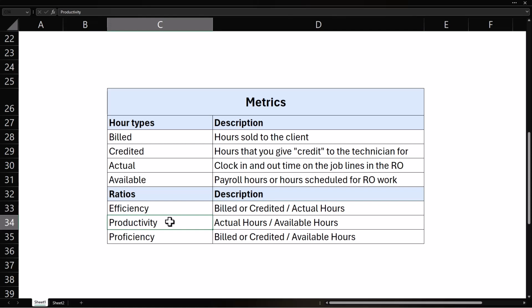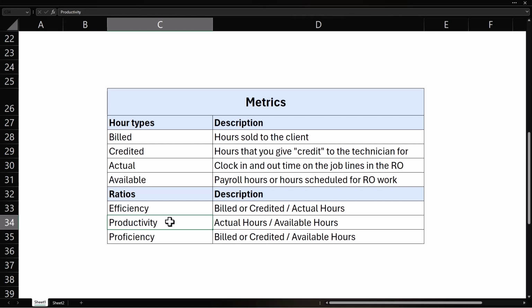Productivity is your actual hours divided by your available hours. So how productive are they being in their day? What percentage of their paycheck did they earn? Now that can be a little bit blunt by saying it that way. What percent of your paycheck did you earn?